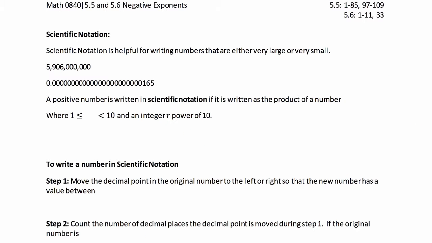Okay, so now in the second part of 5.5, we have this big idea of scientific notation. And scientific notation is something, now that we have negative exponents, we can go all the way into it. It's helpful for dealing with numbers that are either very, very large or very, very small. We have this is the number of the distance between the Sun and Pluto in kilometers.